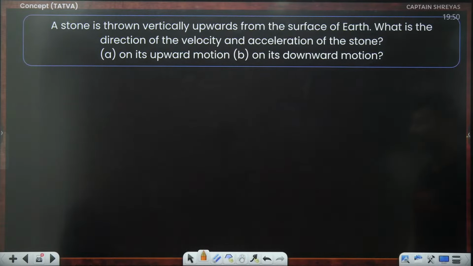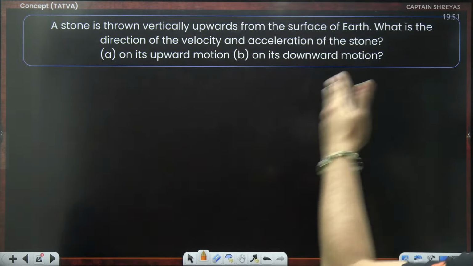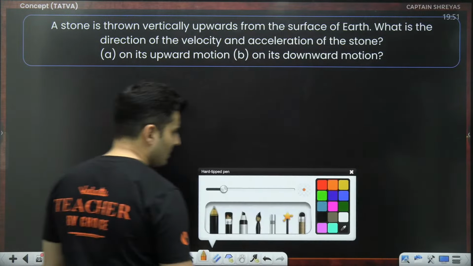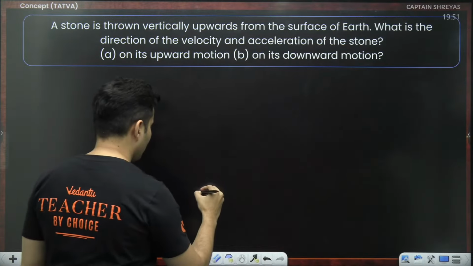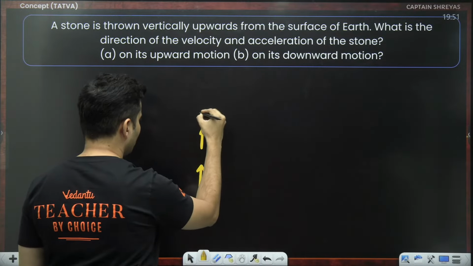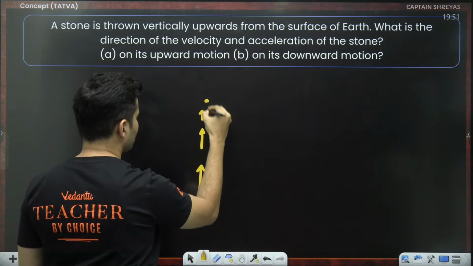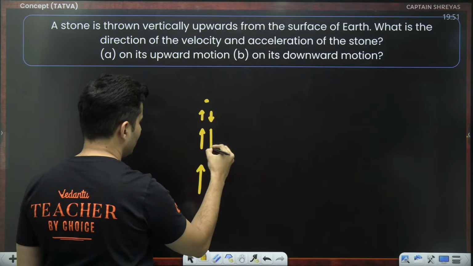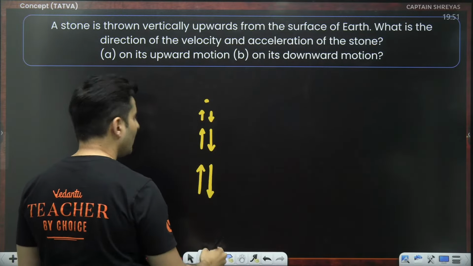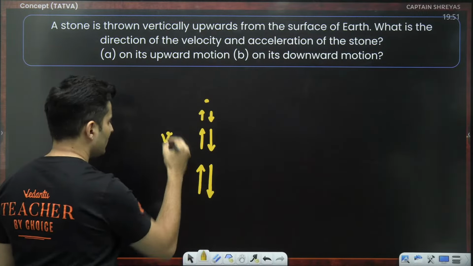Okay, let's see. This is there as a concept question in Tatva. A stone is thrown up from the surface of the earth. What is the direction of the velocity and acceleration of the stone on its upward motion and downward motion? Let's draw the situation. Velocity like this, then like this, then like this, and then it stops. And once it stops, it does exactly the same thing. Motion is symmetric while coming down. This is the direction of the velocity.